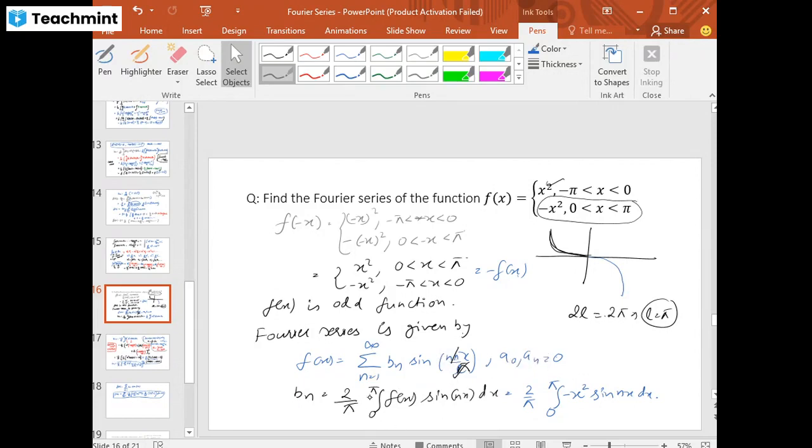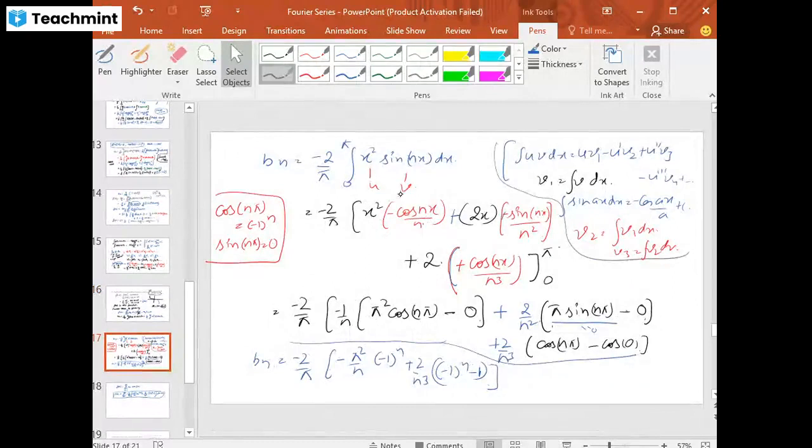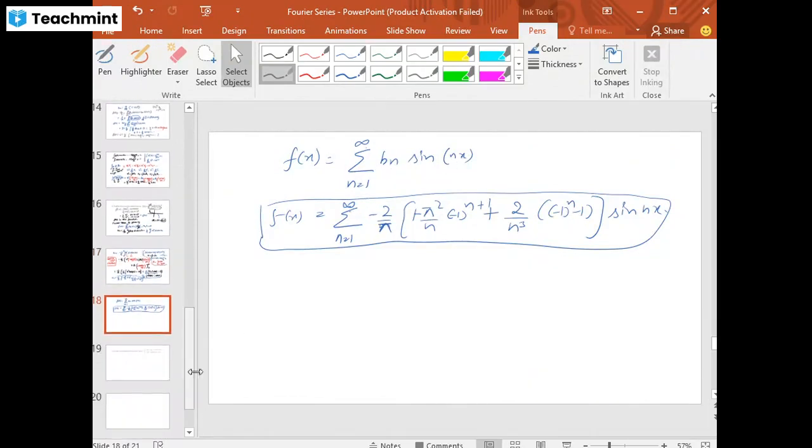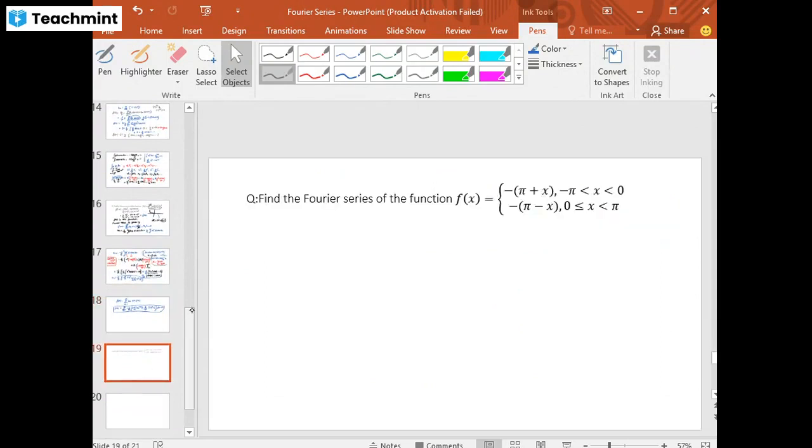And the value of the Fourier coefficient Bn is given by 2 upon L, integral 0 to L, f of x sine n pi x upon L, where L is the half length of the interval. So using the formula of integration by parts, we can get the value of Fourier coefficient Bn. Substituting the value of Bn in this series, we can get the Fourier series of the function. Okay, let us try another function.